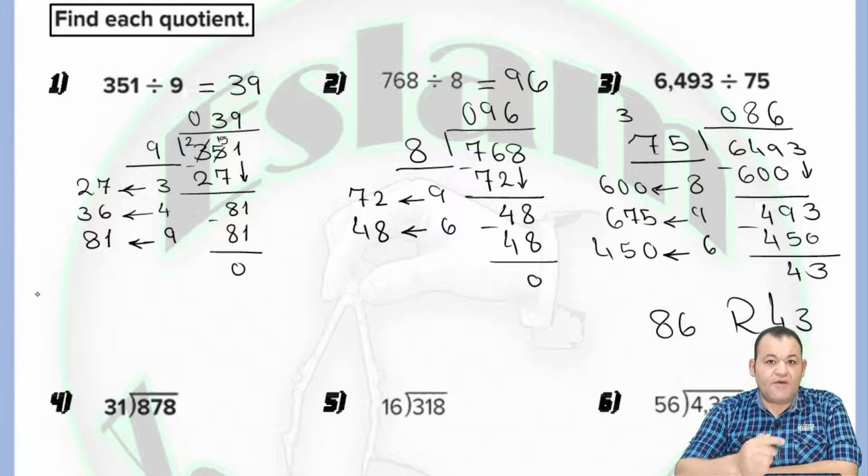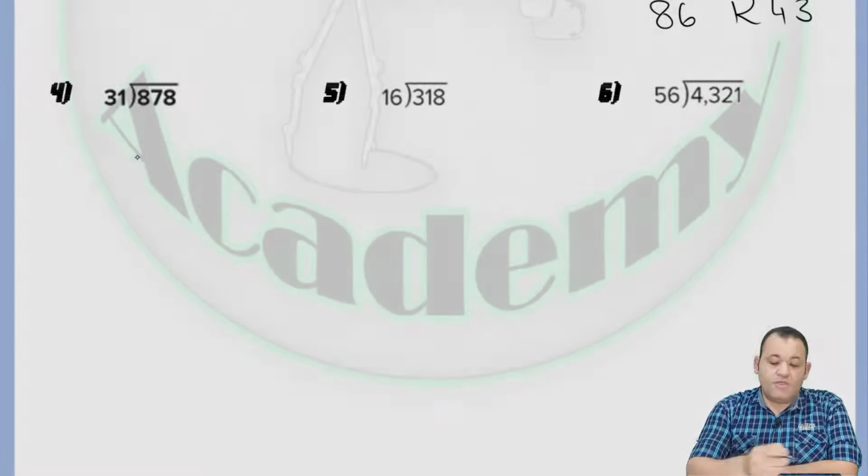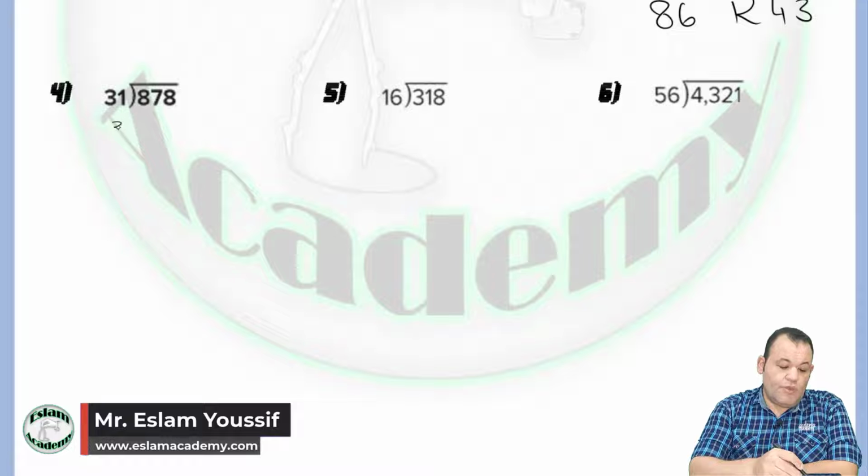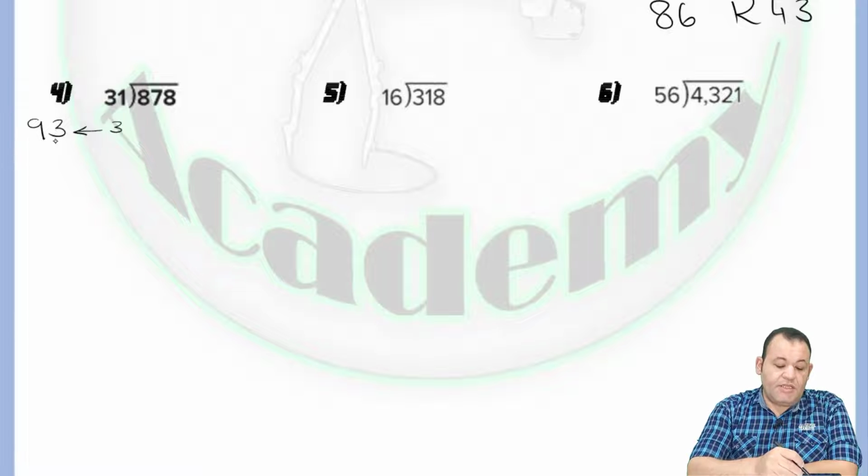And that's how we can divide a multi-digit number. In question number 4, we have 878 divided by 31. Now the divisor is 2 digits. I will just take 2 digits. We can check for 3. 3 times 1 equals 3. And 3 times 3 equals 9. 93 is greater than 87. So we can't use it. I will just take 2.